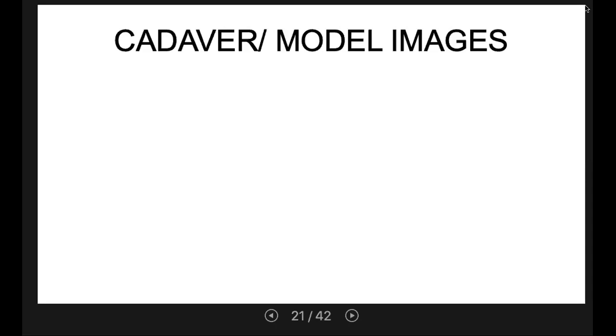All right, so this week we're going to be looking at the lower limb or the lower extremities, and I'm going to be going through some of the cadaver and model images. We'll start out with the cadaver images. We'll show the muscles, the neurovascular structures, and then we'll look at the joints and the ligaments with some of the model images at the end.